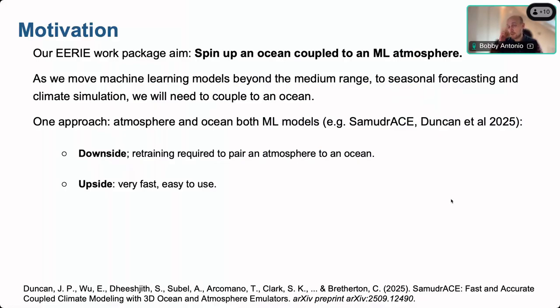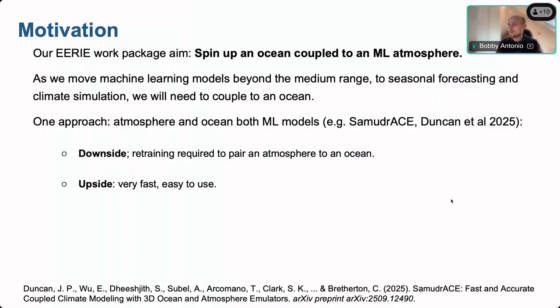There have been other people looking at it from a different point of view. One way you can think about doing this is taking a machine learning atmosphere and a machine learning ocean, and training them both separately and then together as well. And then you have a full machine learning Earth system model. That's what they've done in a very recent paper by Duncan et al., which they call Samudra. It's a combination of Samudra, which is an ocean model, and ACE2, which is the atmosphere, and they train them separately, then fine-tune them together, and then roll it out.